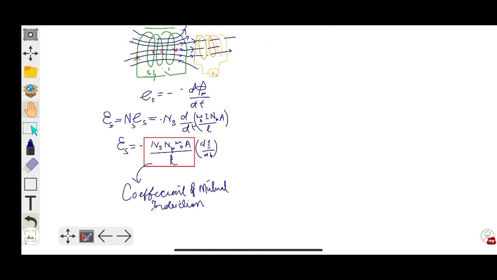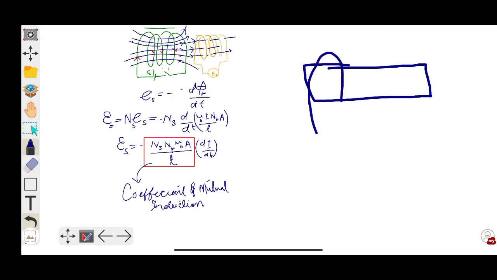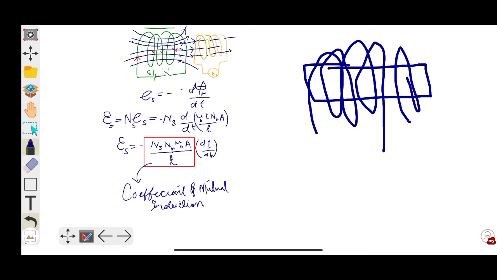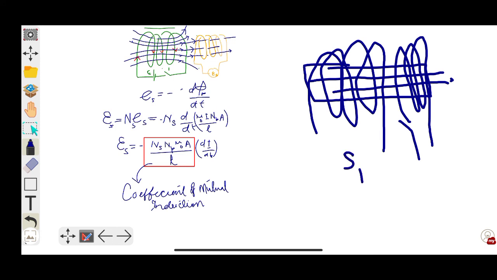Actually, for example, if you keep an iron core and put all the turns of one solenoid over here and the second here, then all the flux going through one will go through the other also. This will be your S1, this will be S2, two coils. In that case, all the flux will be passing through. But here we are assuming that all the flux is passing through the second coil.